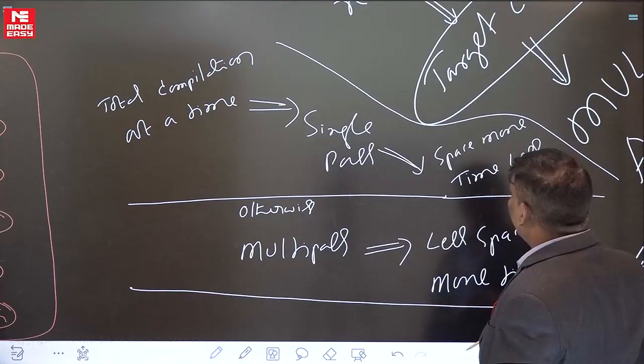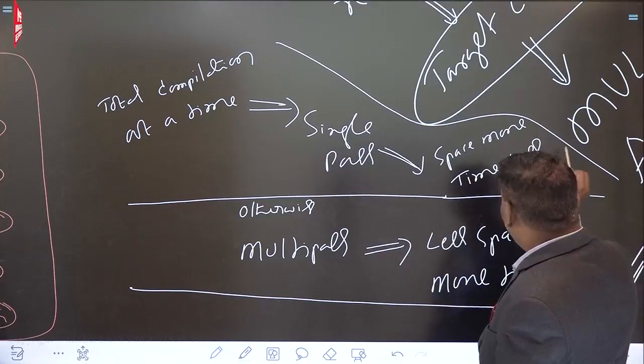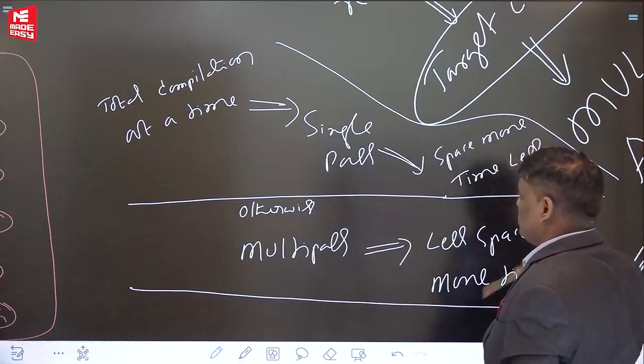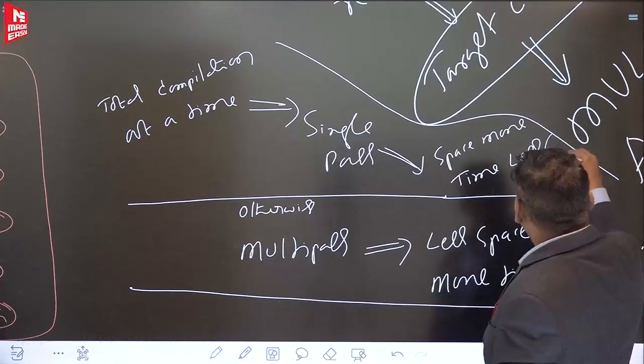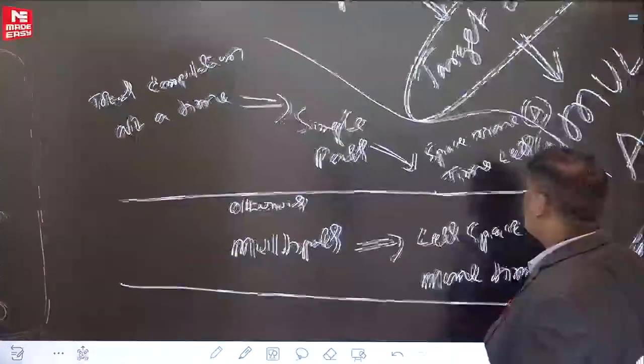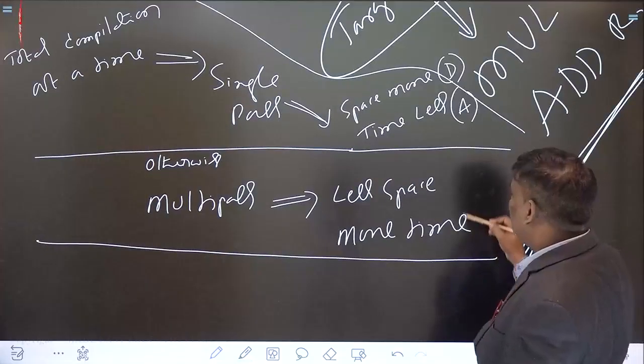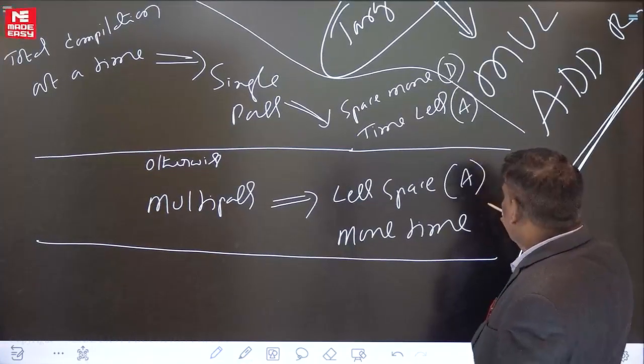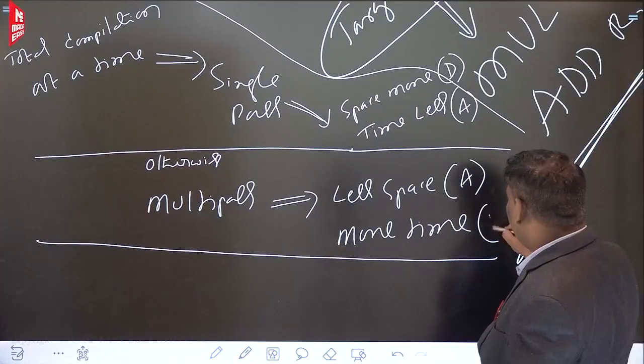Single pass compiler: what is the advantage? Less time. The drawback is more space. Next one, multi-pass compiler: the advantage is less space, and the drawback is more time.